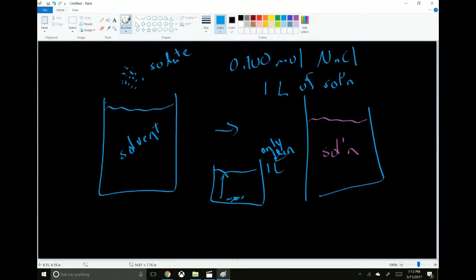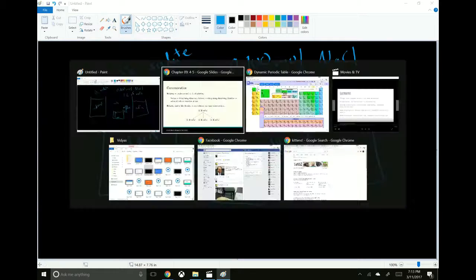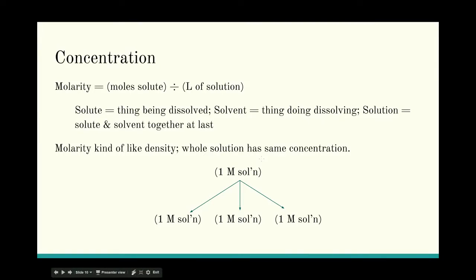Okay. So 1 liter of solution, not 1 liter of solvent. Remember that. That's a fairly important distinction. It does make a difference. Sometimes a big difference, sometimes a small difference. But it always makes a difference.